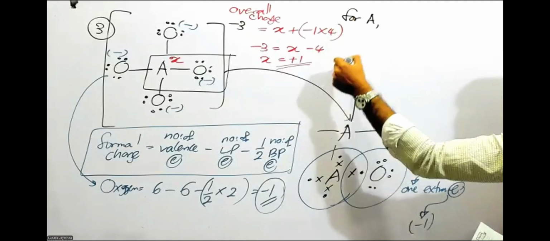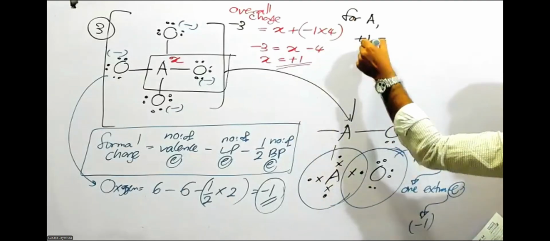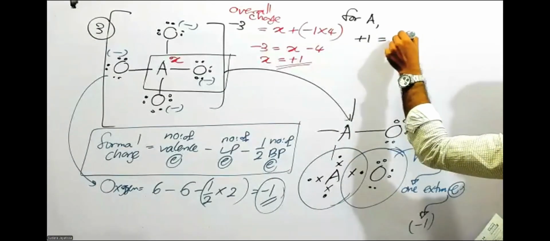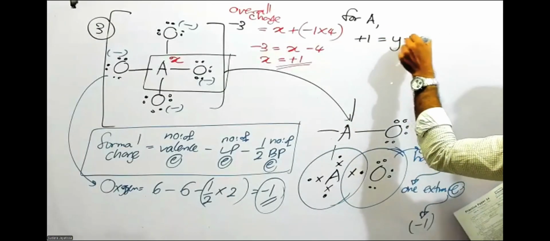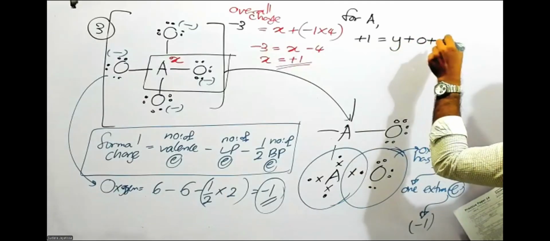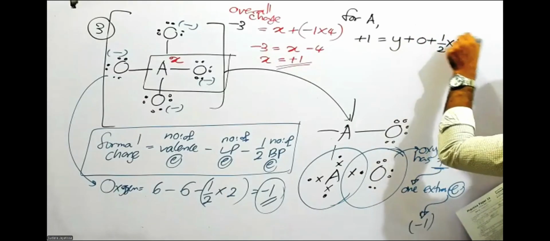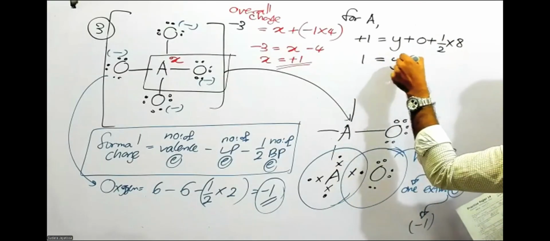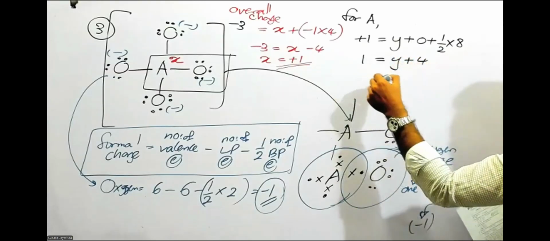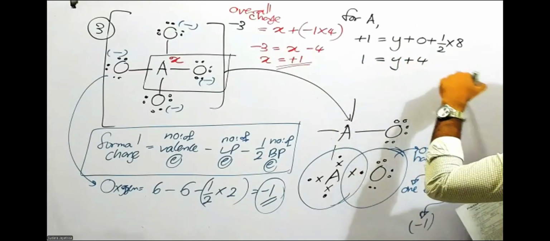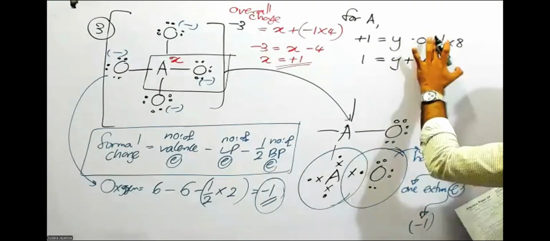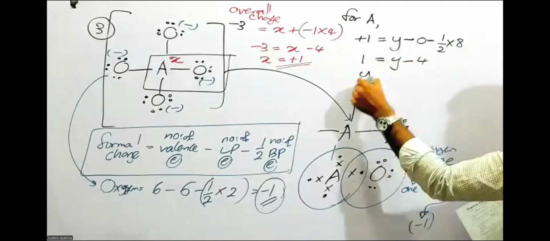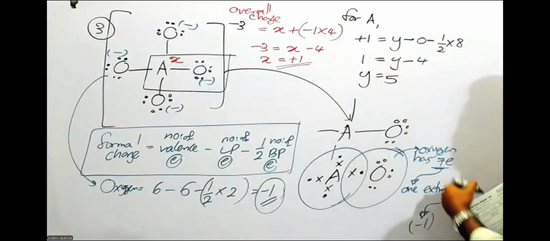Then you can find out the valence electrons of A. Let's say for A, we can find plus 1 is equal to, let's say the valence electrons as Y. So Y plus 0, there are no lone pairs, and half into 8. So there are 4 bonds. 4 bonds means 8 electrons. So 1 equals Y minus 4, subtracting it. So then Y is equal to plus 5.